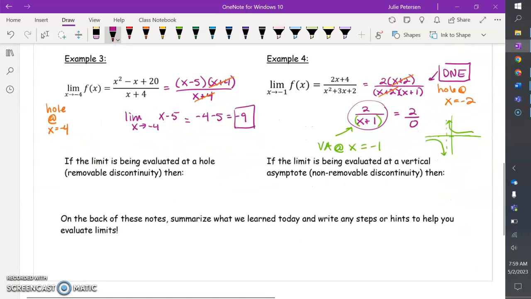Okay, so let's kind of clarify that and then have you guys work on your next assignments. If the limit's being evaluated at a hole, which is also known as a removable discontinuity, then what we need to do is factor the expression, simplify, and then substitute into the simplified expression.